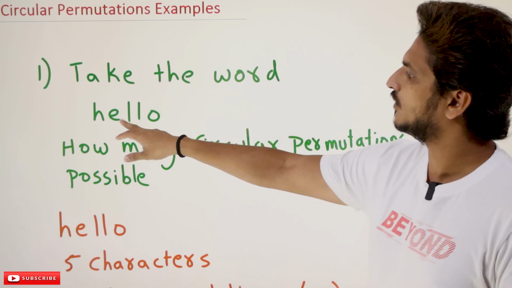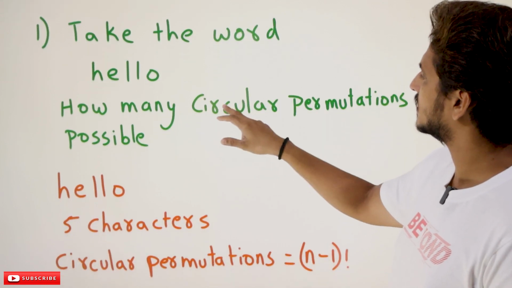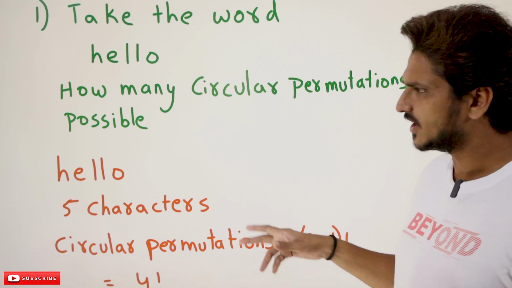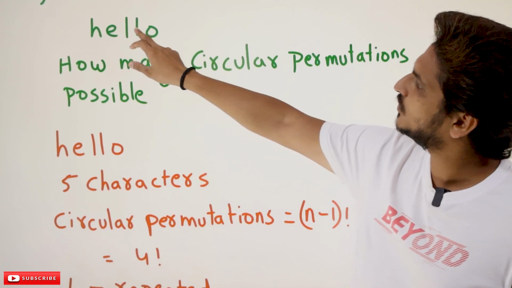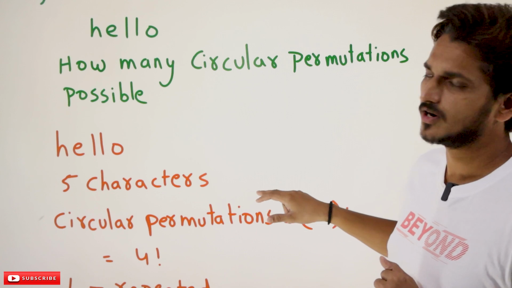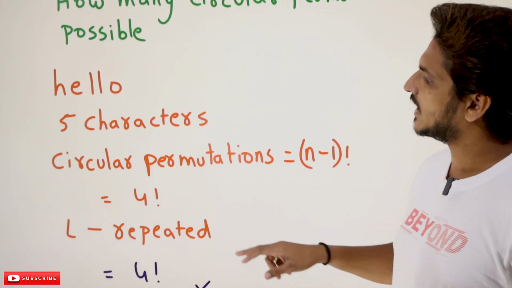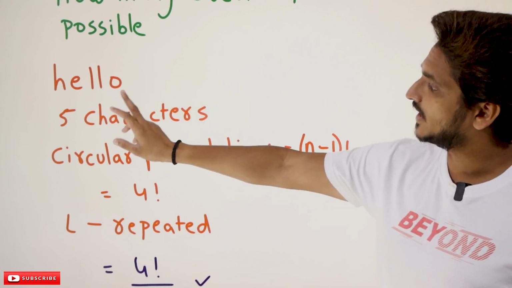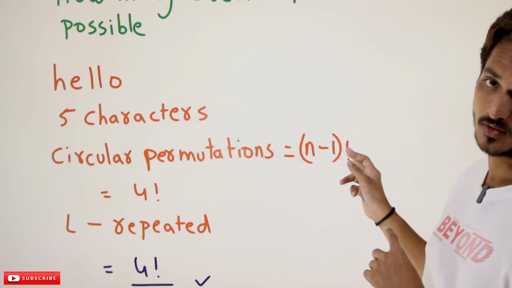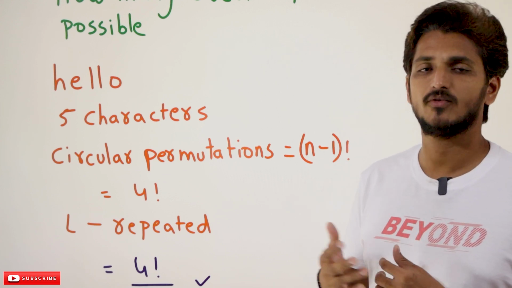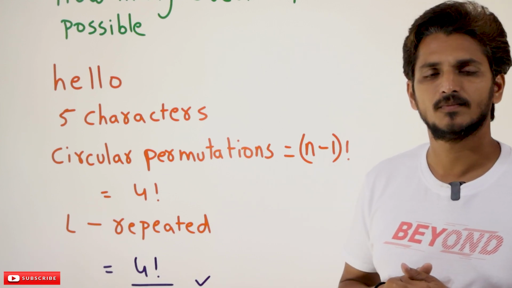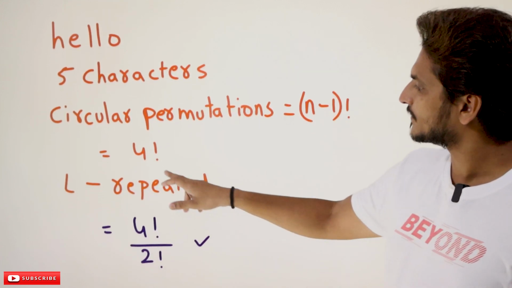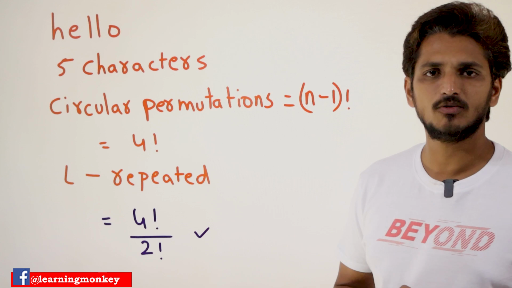Take the word hello, H-E-L-L-O. How many circular permutations are possible using these characters? We already know how many characters there are: 1, 2, 3, 4, 5 characters in the word H-E-L-L-O. If you have n characters, n minus 1 factorial is the formula for circular arrangements. So 5 characters, 5 minus 1, which is 4 factorial, is our output.